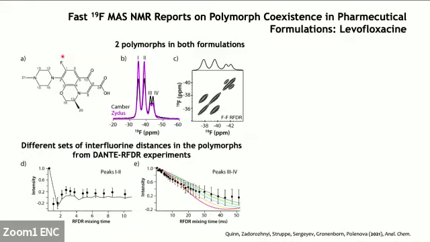Well, to be able to do that, we go again and record the DANTE RFDR exchange curves. And you can see that the exchange curve between peaks 1 and 2 is dominated by a short distance, while the exchange curve between peaks 3 and 4 is dominated by some much longer distance. Is that all we can tell?